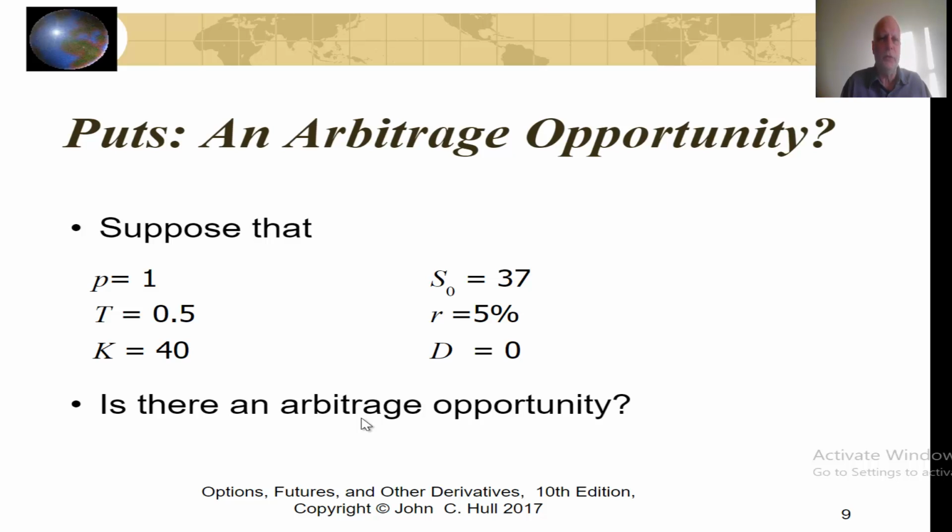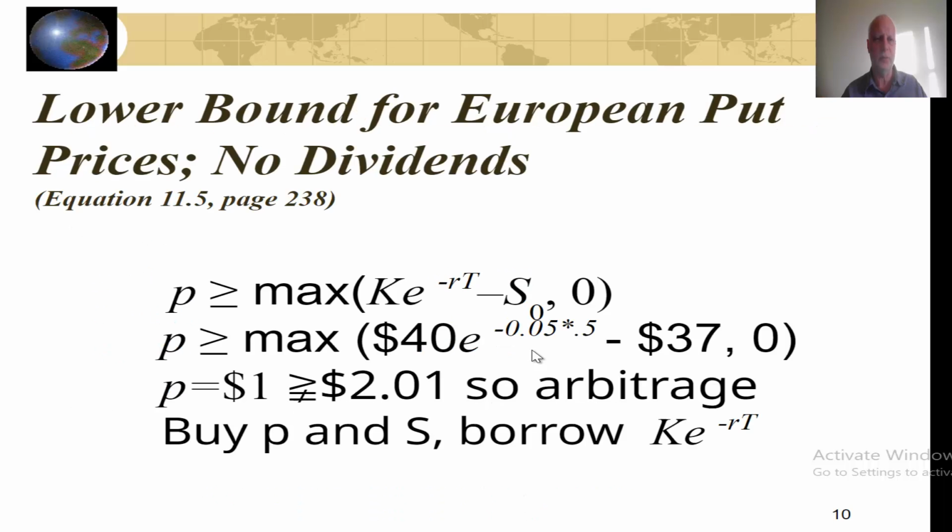How about for puts? Is there an arbitrage in this example? So suppose that the European put price is $1, the time to expiration is 6 months, the strike price K, the price that you get to sell the underlying at, is $40. The stock price is currently $37. The risk-free rate is 5%. And again, no dividends are being paid before the option expires.